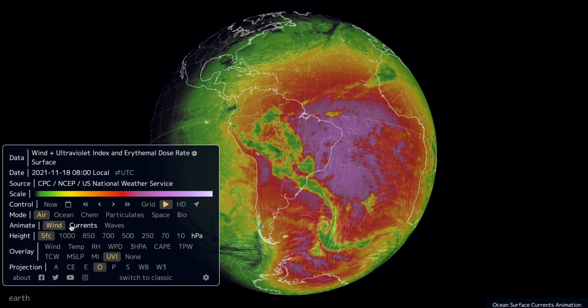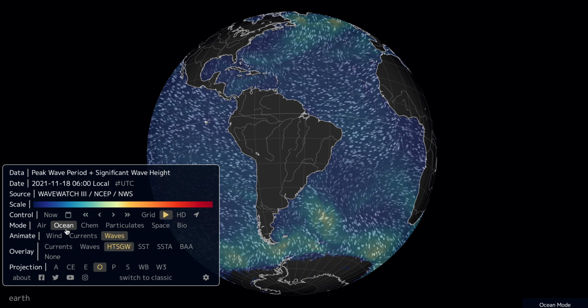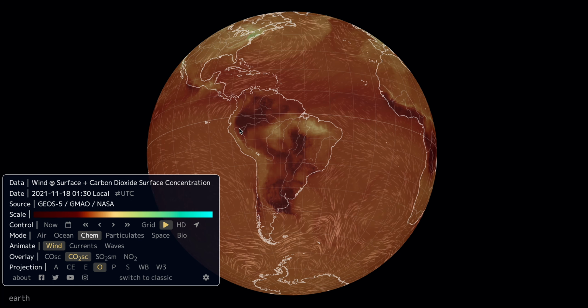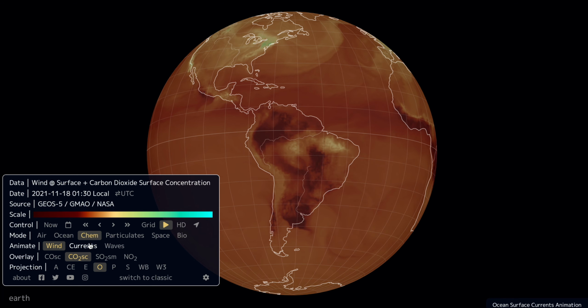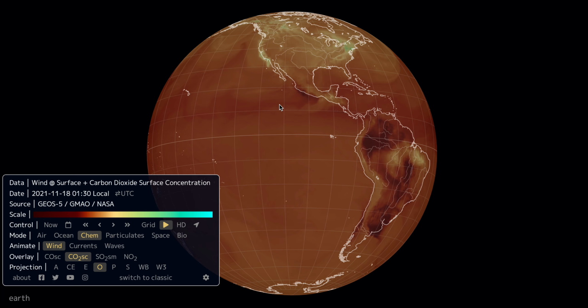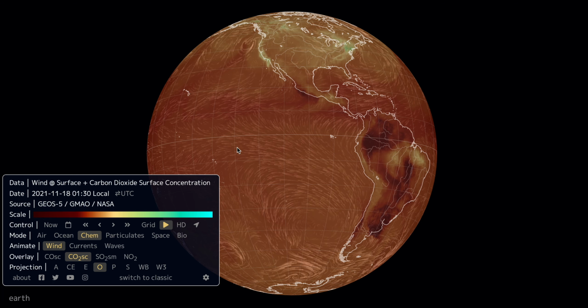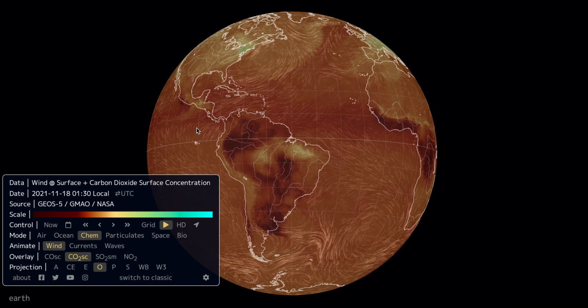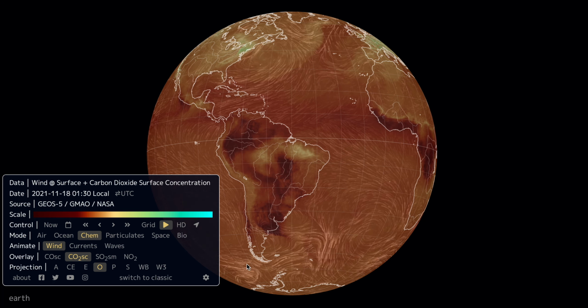So make sure you play around with some of these options. You don't have to look for ocean currents yet. We're not doing anything related to ocean current. We will be using this one right here for chemicals, especially for CO2. So we can see CO2 and how that's moving along with wind currents. This just shows you how CO2 concentrations in the atmosphere are flowing.